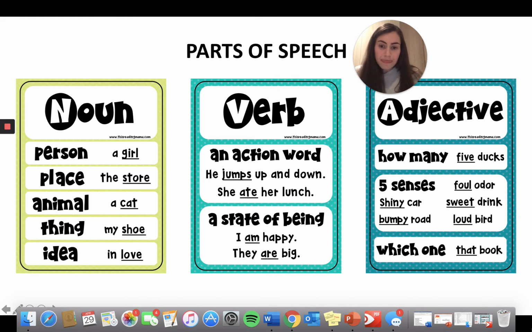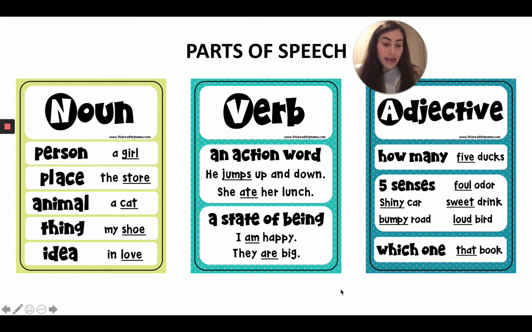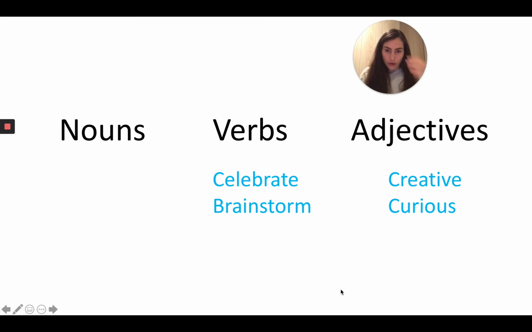I went ahead and split up your vocabulary words into those 3 categories. You actually didn't have any nouns this week. Celebrate is a verb. We are going to celebrate, right? That's an action. It's a little bit tricky, but that is an action. We're celebrating. Brainstorm. That's also a verb because we're brainstorming. It's something that we're doing.